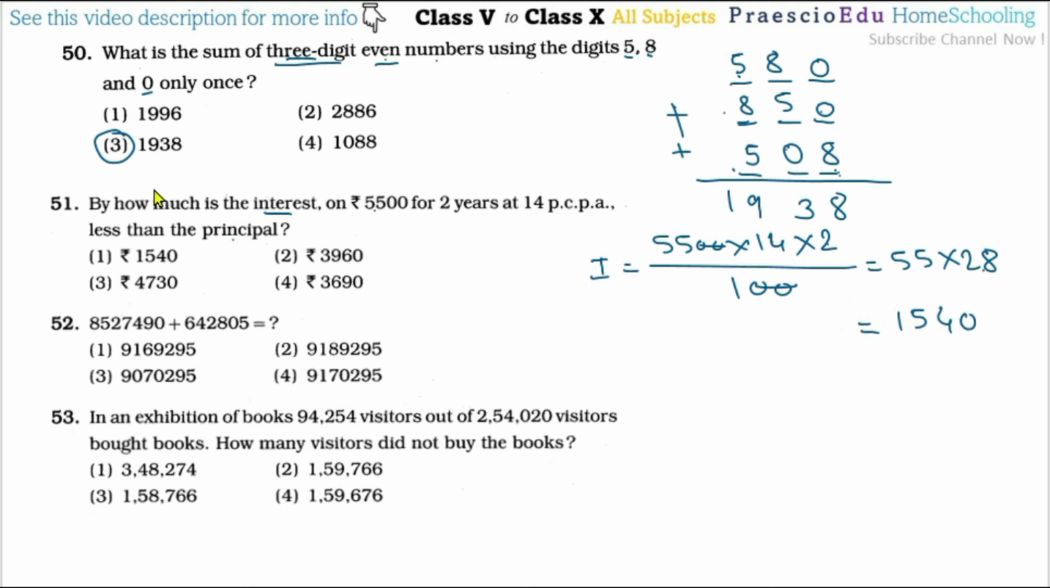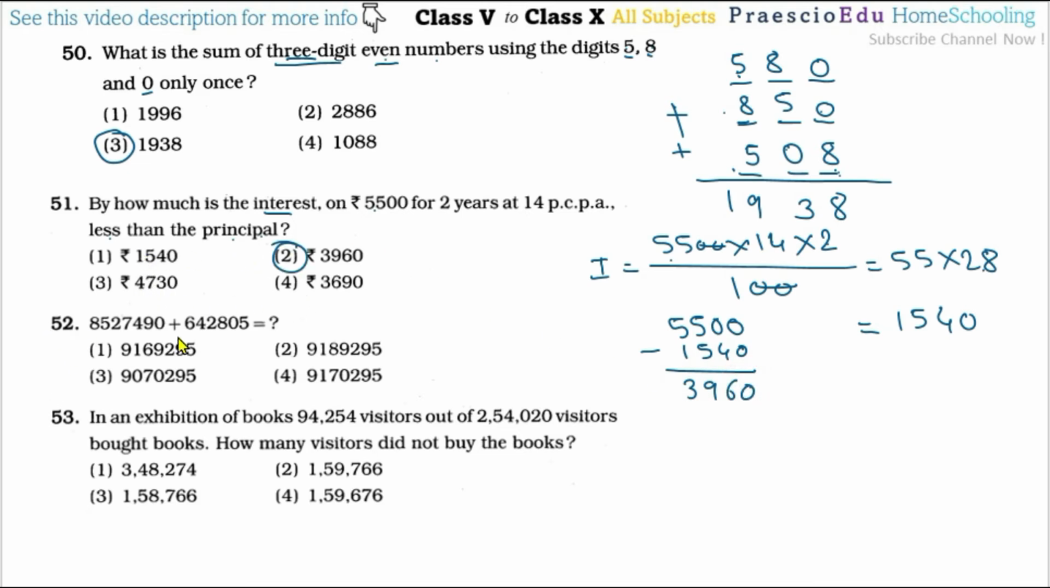After this multiplication, you will get 1540. But the question asks about less than the principal. So the principal is this one. 5,500 minus 1540 we have to deduct. After this you will get 3,960. So this is given in option number.